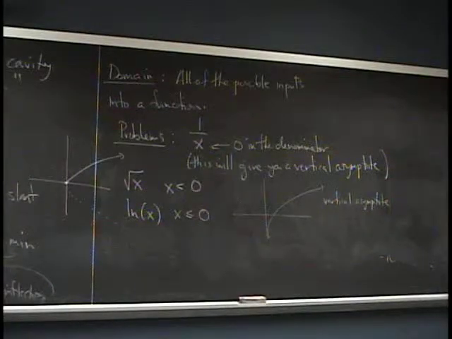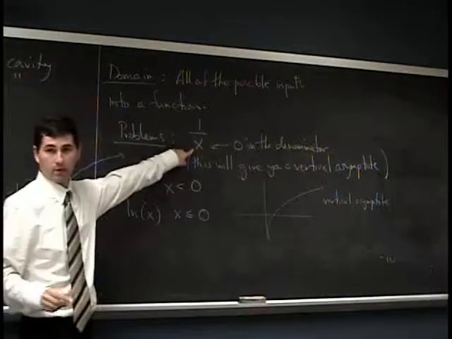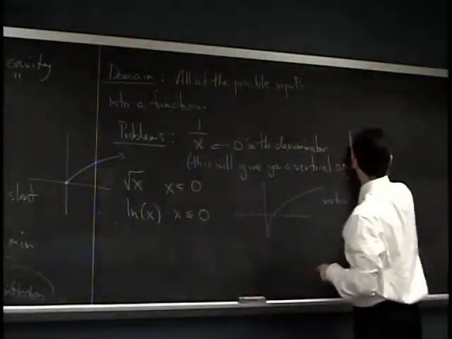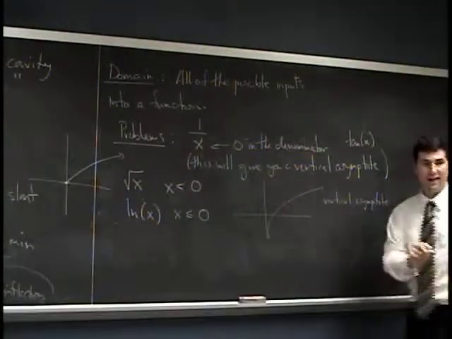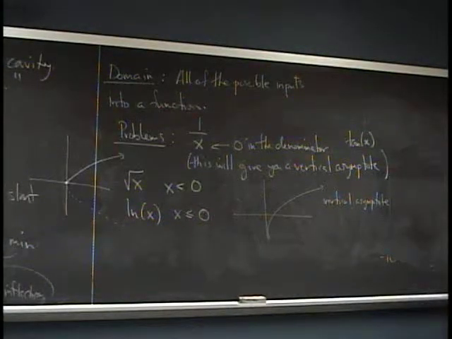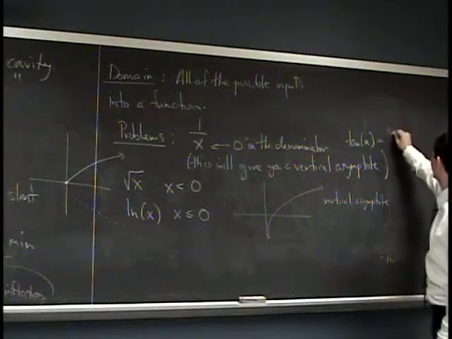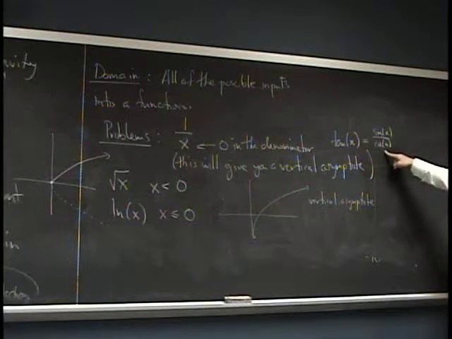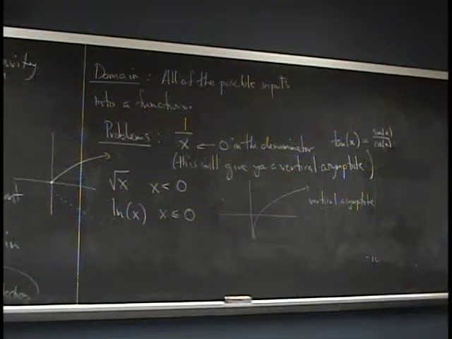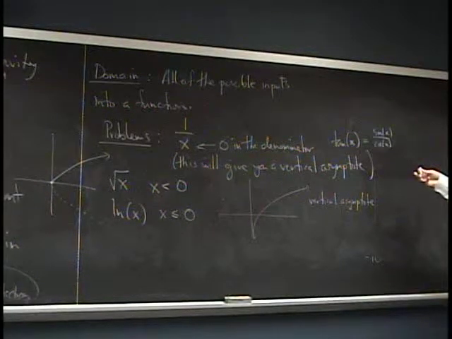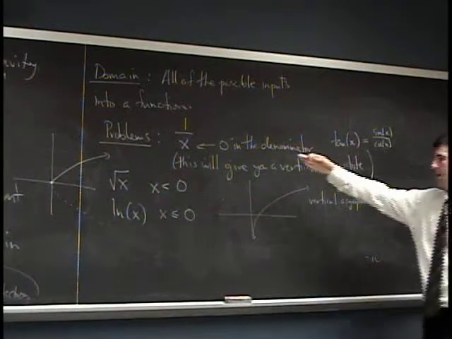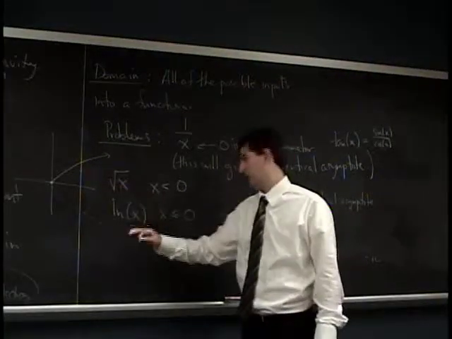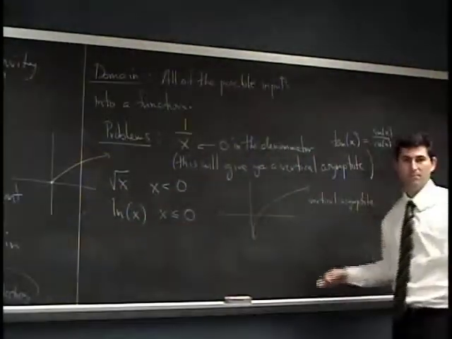Now, I just want to mention a problem related to 1 over x, which is when you're dealing with trig functions, something like tan of x. Remember, you're going to get problems with that. Why? Tan of x is sine of x over cosine of x, so you can possibly get zeros in the denominator. Let's keep those in mind. These are mostly the main problems we're going to run into: you can't put zeros in the denominator, you can't take the square root of a negative number, and you can't take the natural log of a negative number or of 0.